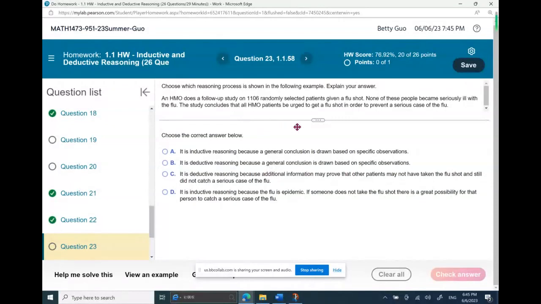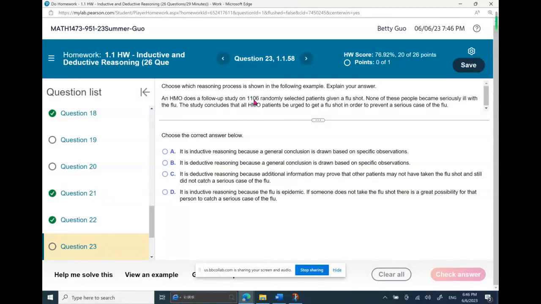Choose which reasoning process is shown in the following example. We did this one in the video actually. An HMO does a follow-up study on 1,106 randomly selected patients given a flu shot. None of these people became seriously ill with the flu. The study concludes that all patients should be urged to get a flu shot in order to prevent a serious case of the flu. This is from specific to general.